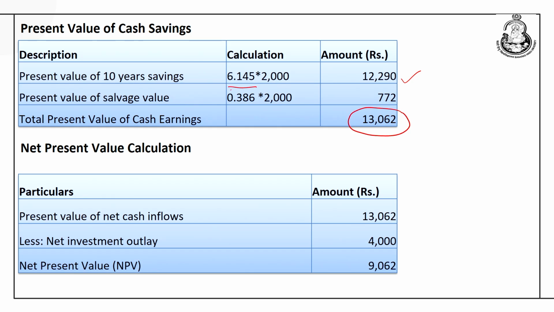Now, we have to see the difference between the total present value of net cash saving and the net investment outlay. So, net investment outlay was 4,000, present value of cash saving is 13,062. We get again a positive figure of NPV as 9,062. So, this is the method when company is contemplating to replace an old asset with a new one.